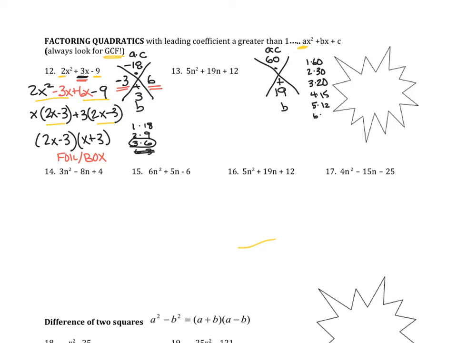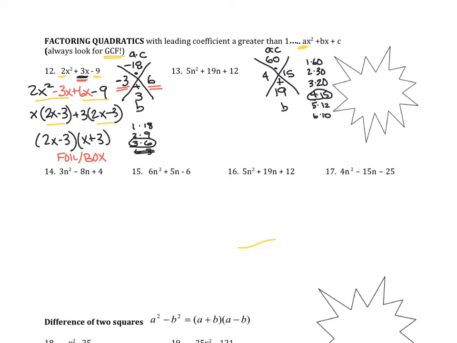When you stop and you look at those choices, the only choice that multiplies to 60 that looks like it's also going to give me a 19 is the 4 and the 15. So I plug those in, and they would be positive because they're going to multiply to a positive 60 while adding to a positive 19. So my side numbers are 4 and 15.